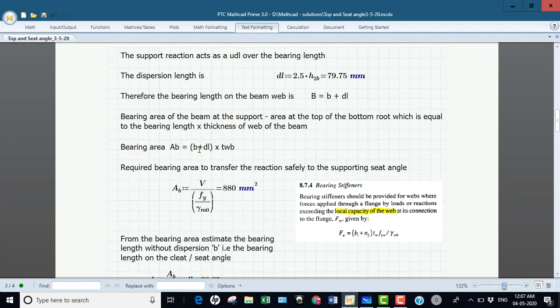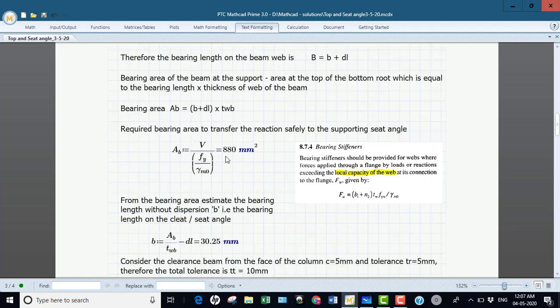In this one, I do not know what B is required to safely transfer this shear from the beam to the seat angle. Therefore, first I'll calculate the bearing area required to transfer the shear. This is the shear expected. I calculated this based on the provision given in IS 800, clause 8.7.4, by this expression. Here (B1 + N2) into tw will be your bearing area into the stress. So this bearing area I calculated here.